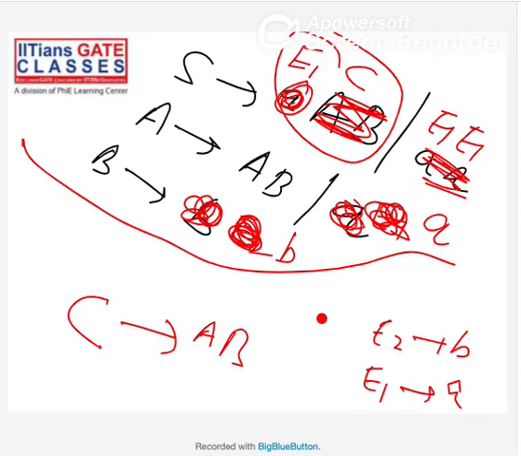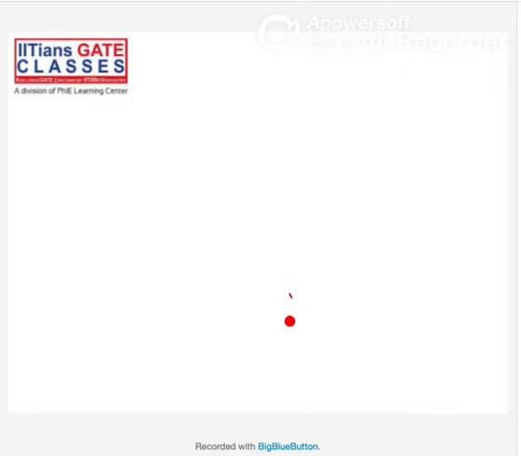This is just a small manipulation. You make use of the productions that are allowed, and whichever production is not allowed, you are somehow trying to change it. This is how you can transform into CNF.